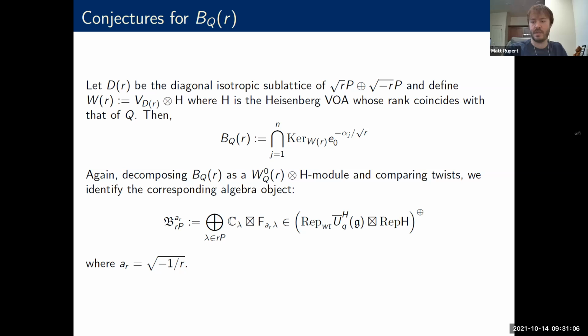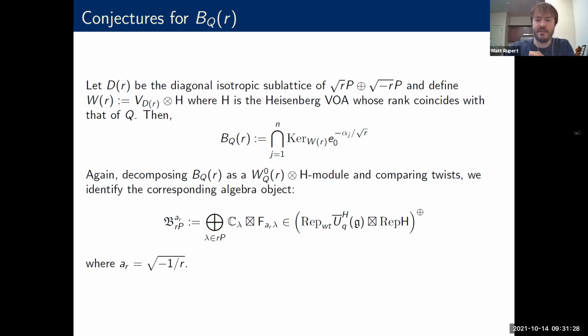So this was one of the reasons why we didn't want to just take our initial results and state them in the category of weight modules. We wanted to state them more abstractly so we can apply them to this category as well. And here, A sub r is just the square root of -1 over r.